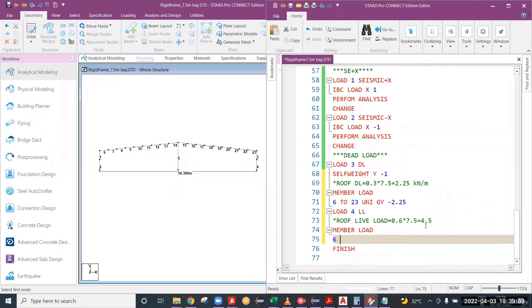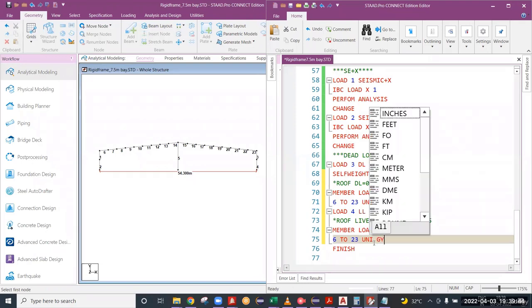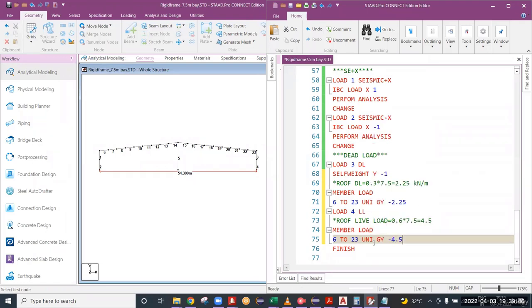On which members? Members 6 to 23. Because you are mentioning members here, you have to give member numbers. Members 6 to 23, uniform force, global Y direction, minus 4.5 magnitude of the force.